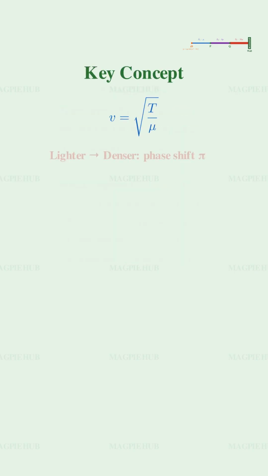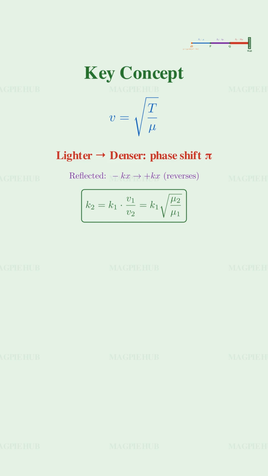The key concepts here are wave reflection and transmission at a boundary between two strings. When a wave travels from a lighter string to a denser string, the reflected wave undergoes a phase change of pi and reverses direction, so kx becomes plus kx. The transmitted wave continues forward but with a different wave number because the wave speed changes. Wave speed v equals the square root of tension T divided by linear mass density mu. Since tension is the same throughout, if density increases by a factor of n, speed decreases by root n, and the wave number k increases by the same factor root n.